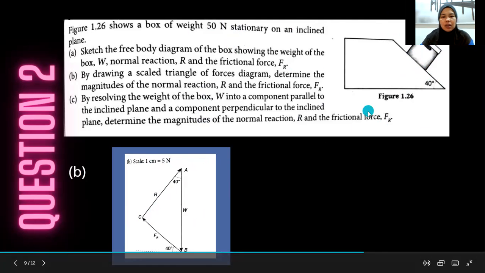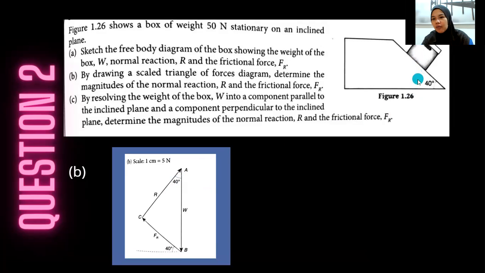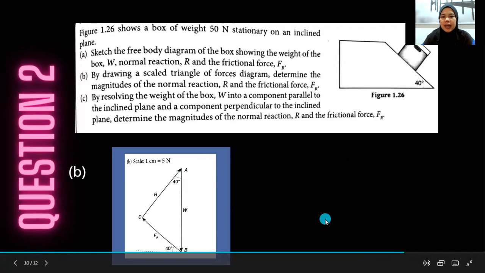This is the scale triangle. The triangle, we know here is 40. How do you know it's 40? This is 40, zigzag. We know this is 40, so we will get 40 here. Okay, so next.